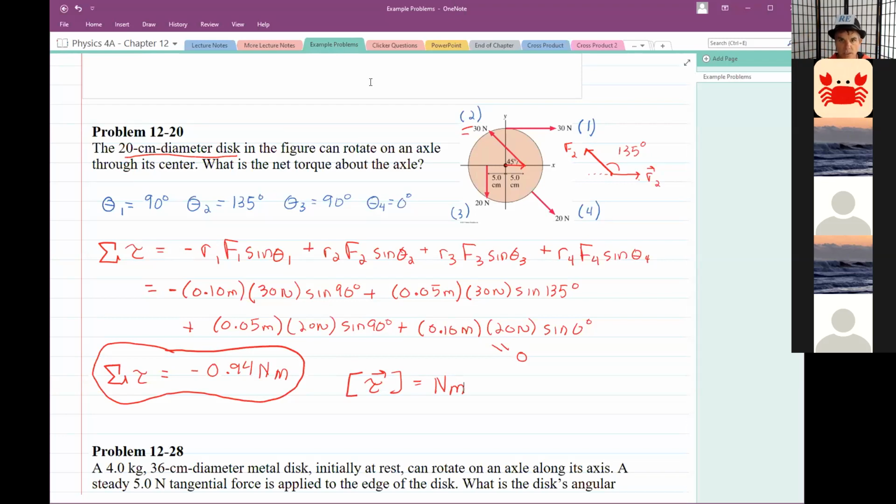So let me just pause this for a second, open it up to any questions on this particular example problem, knowing that you're going to see something like this again. Any questions I can answer on how to calculate the net torque in this particular problem?